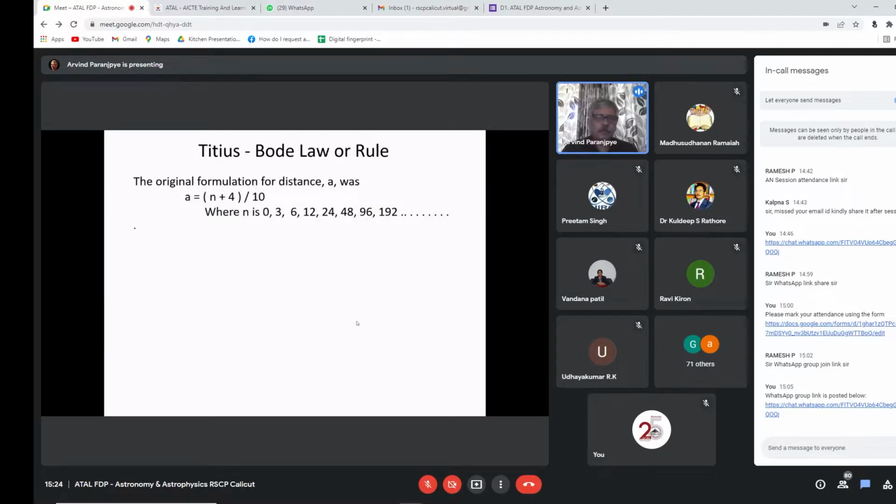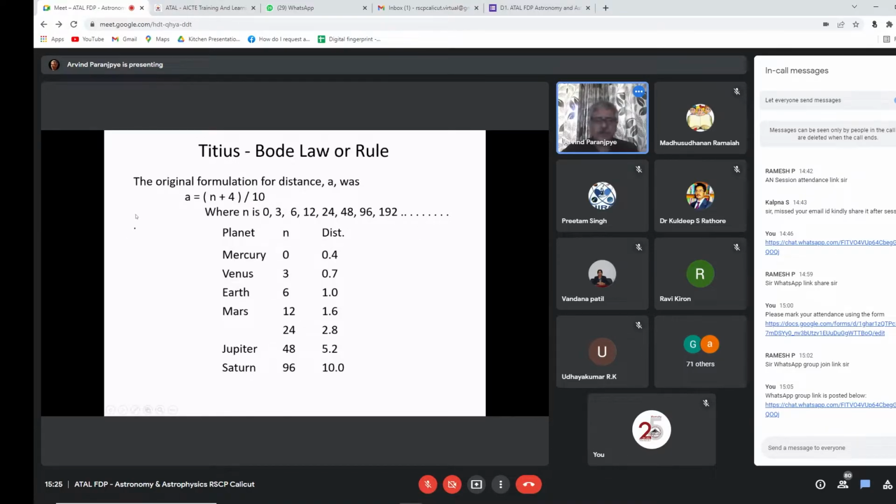The original formulation for the distance A, that is the distance of a planet from the Sun, was as follows. You take A equal to (n plus 4) divided by 10, where n takes values 0 and 3. So you remember to write down 0 and 3. The rest of the numbers you don't have to really remember, because 3's double is 6, 6's double is 12, 12's double is 24, and so on up to 192. So that is Bode's rule, and let's see how it matches with the distances of the planets from the Sun.